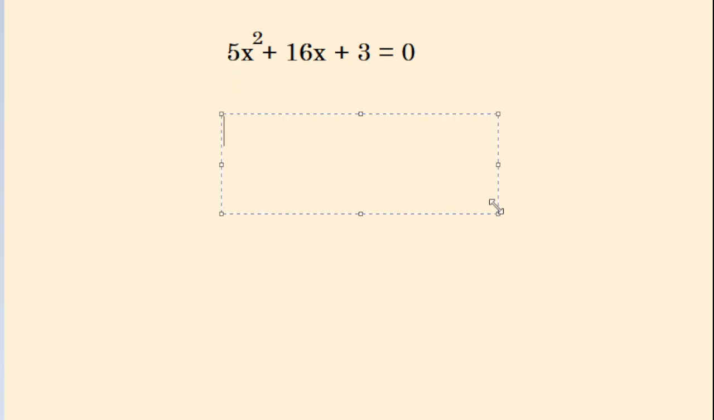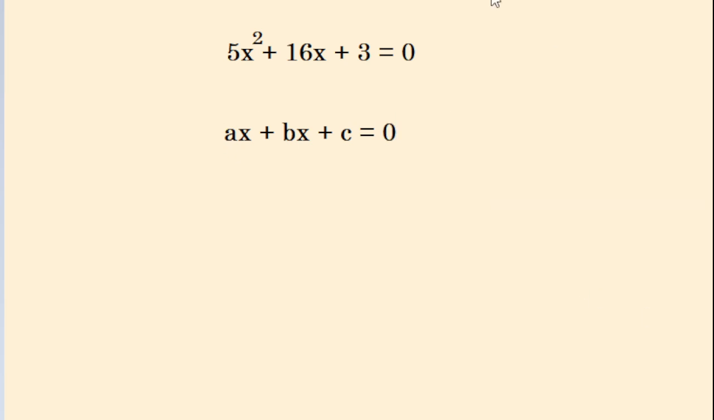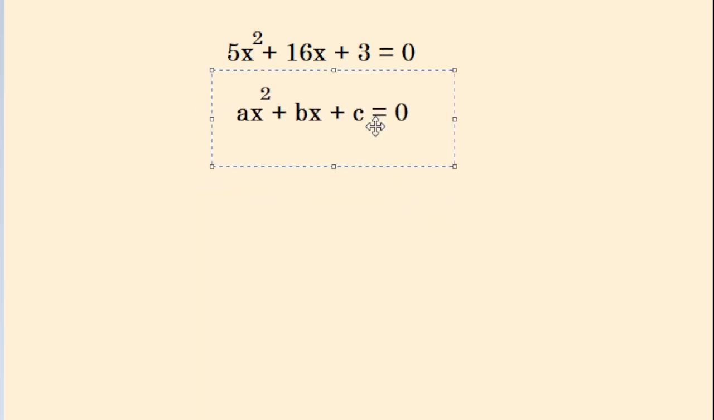Okay, so let's do it. 5 becomes A x squared, 16 becomes B x, and 3 becomes C. Equals 0. Okay. So first step. This is this, this is this, and this is this.